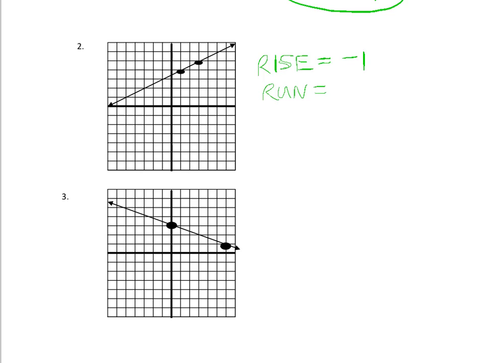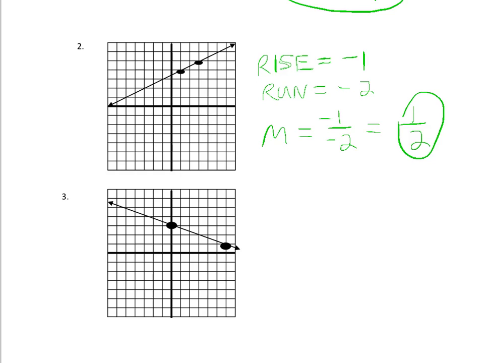Okay, I use the arrow. So here it is. I went down 1. And then the run, I go to the left, 1, 2. Now, since I go to the left, the run's going to be negative. So I'll say the run is -2. Well, then when we put it together as a fraction, rise over run, I have -1 over -2. Those two negatives cancel, and it's just 1/2.